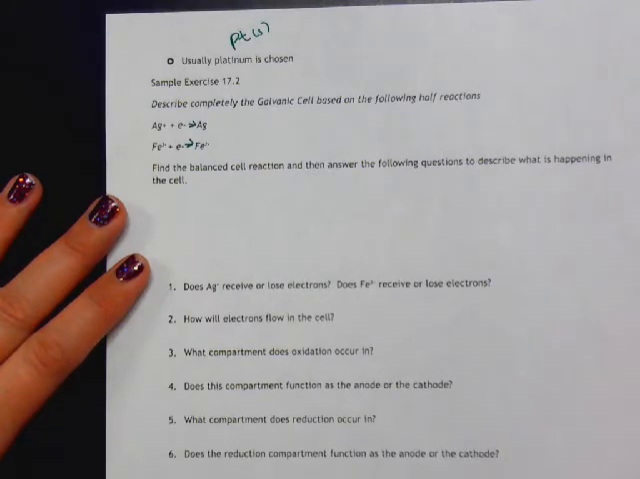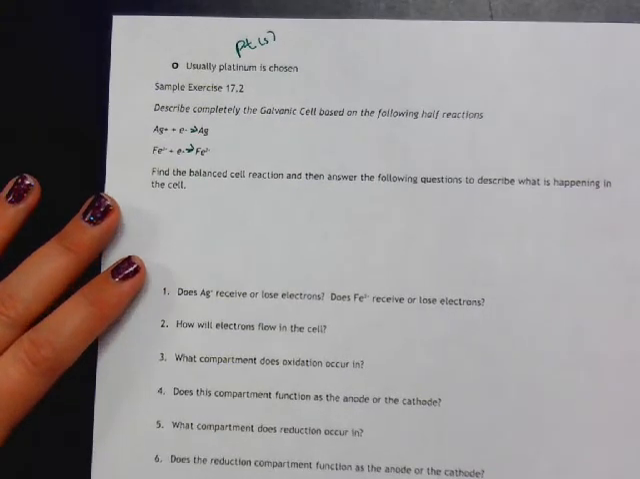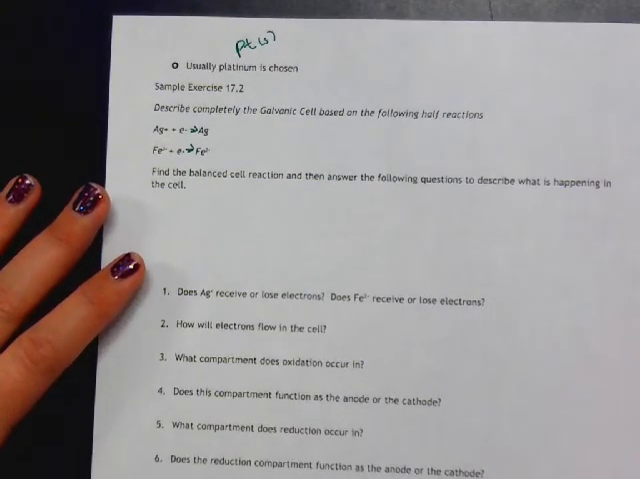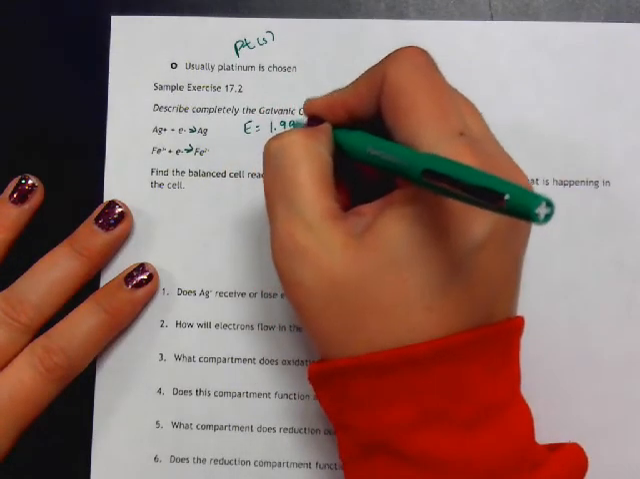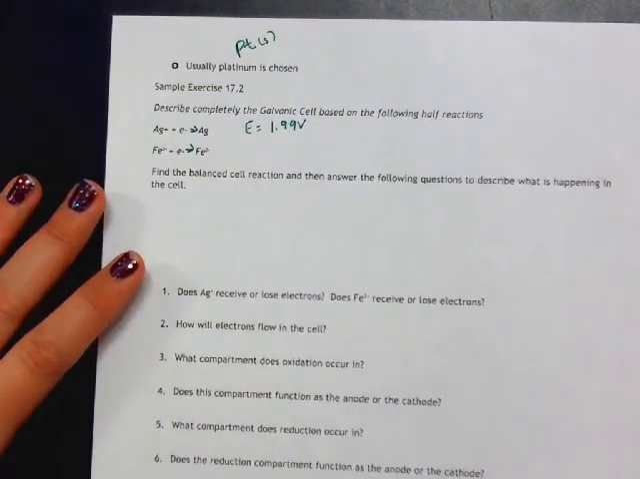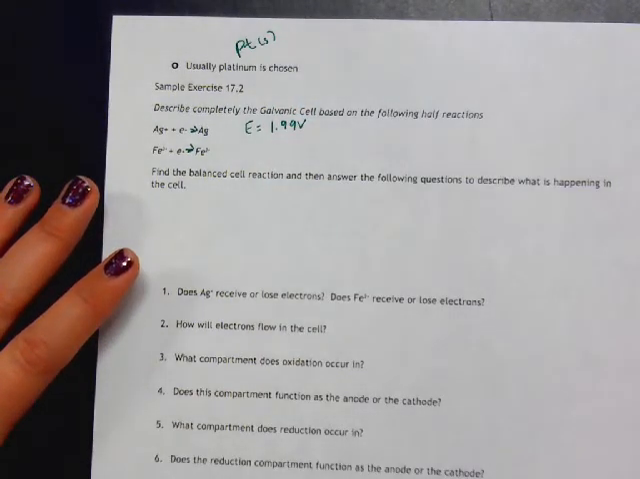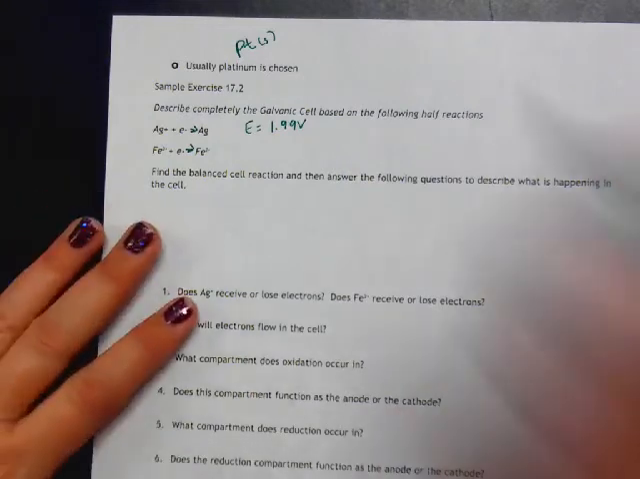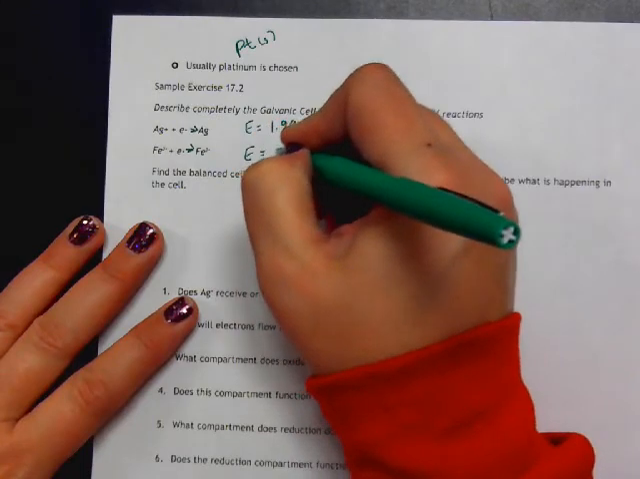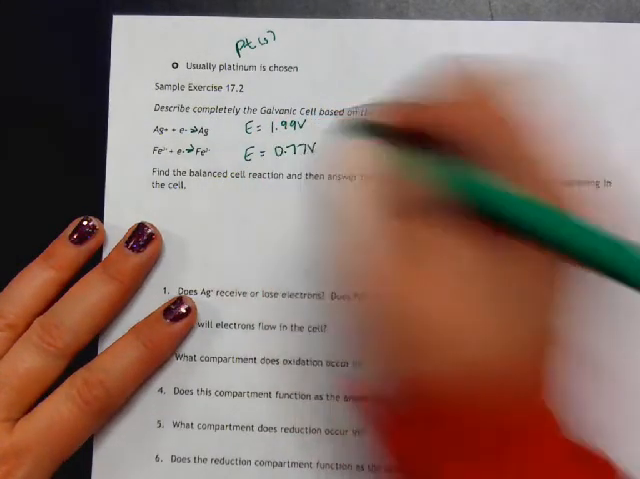So we look on page 843, and we look up our potential for silver. We find that it is 1.99. And then we look up the iron plus 3 to iron plus 2. You have to make sure you find the right one so that you're using the right information. And that's 0.77 volts.